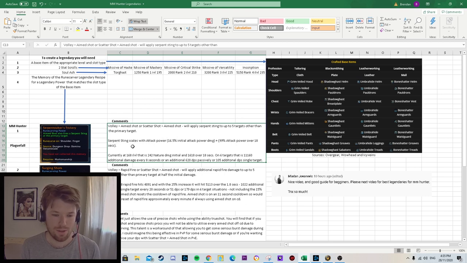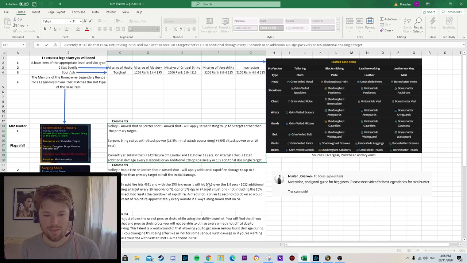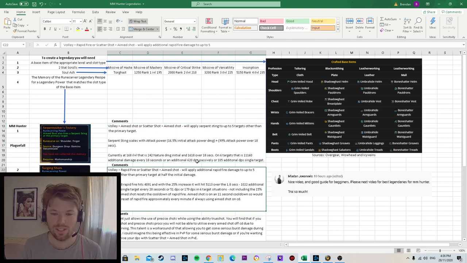At the moment, serpent sting scales with attack power, so 16.5% initial attack power damage plus 99% attack power over 18 seconds. Currently at my item level, which is 168, the nature damage is 242 initial, and then 1618 over 18 seconds. So on six targets, that's an additional 1160 damage over the 18 seconds, or an additional 620 DPS passively, or 105 additional DPS single target.